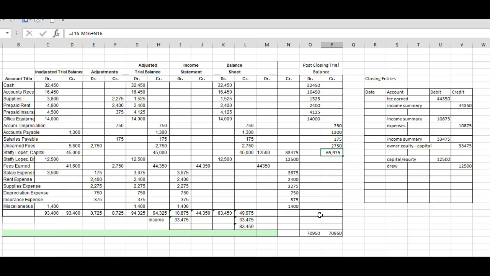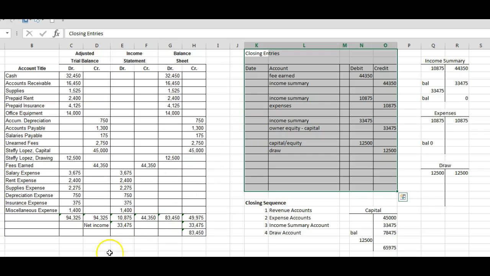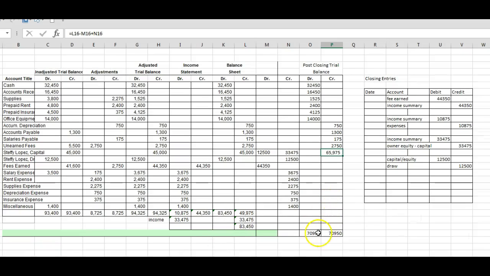Everybody's happy. So that is how you do it. Let's go back, you do your adjustments, your closings right here, and then ensure that everything is in balance. And you're always going to have mistakes and have to go back and try to figure out. Those are a lot of numbers to play with, folks. So that is a wrap up on this.